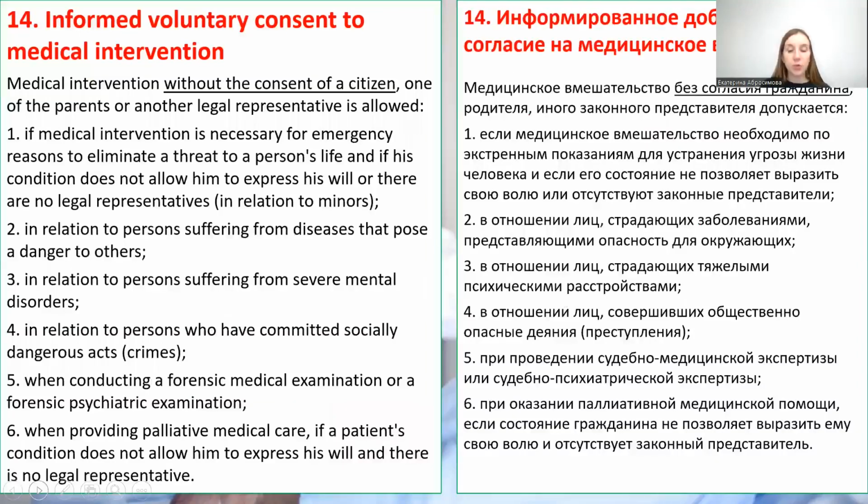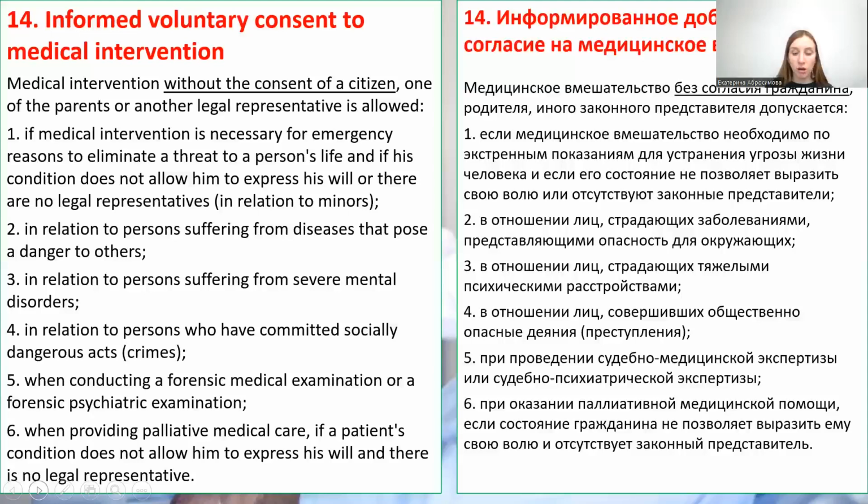Also, we should say that medical intervention without the consent of a citizen or one of the parents, another legal representative, is allowed if medical intervention is necessary for emergency reasons, to eliminate a threat to a person's life, and if his condition does not allow him to express his will, or there are no legal representatives, for example, in relation to minors. In relation to persons suffering from diseases that pose a danger to others, in relation to persons suffering from severe mental disorders, in relation to persons who have committed socially dangerous acts, crimes, when conducting a forensic medical examination or a forensic psychiatric examination, and when providing palliative medical care if a patient's condition does not allow him to express his will and there is no legal representative.